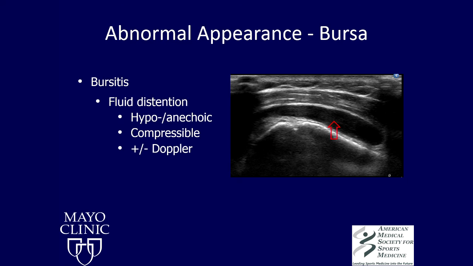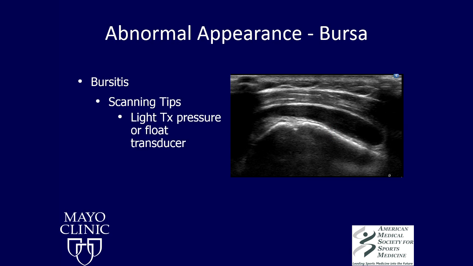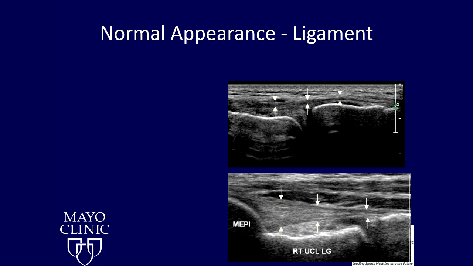The bursas, when they do have fluid, are going to be very compressible, so you need to make sure that you lightly float the transducer over the area so you don't compress the fluid out of the area. The other thing is that you can't differentiate infection from just an inflammatory bursopathy. And so if you have any suspicion that the fluid inside of a bursa is infected, then send it off for cultures and sensitivity. The next structure of interest is a ligament.